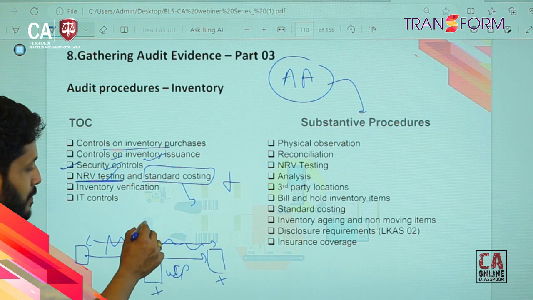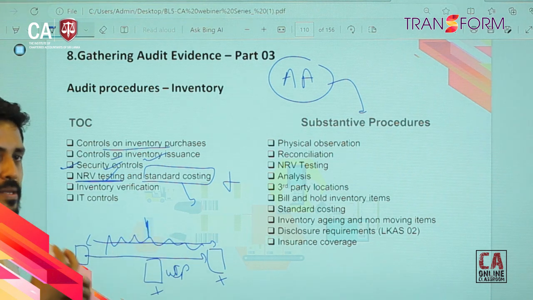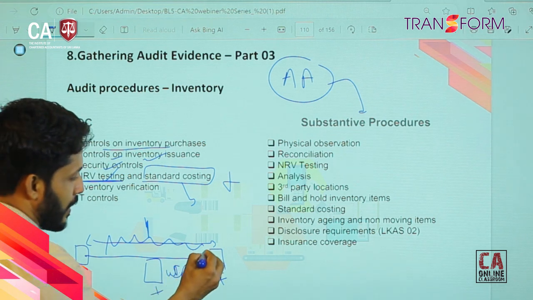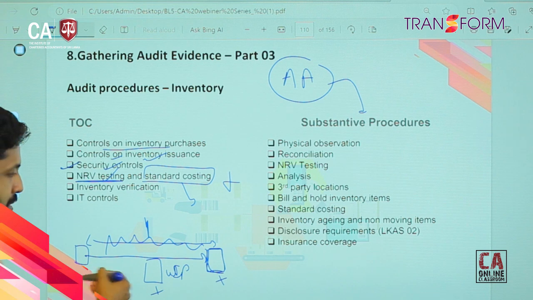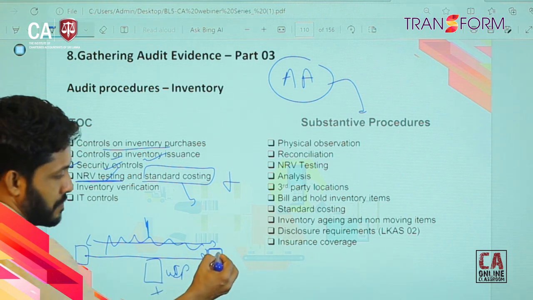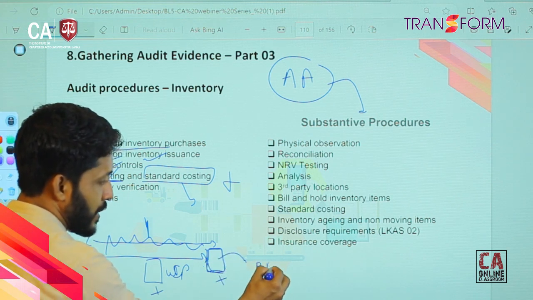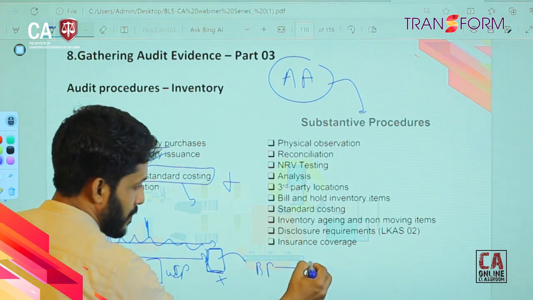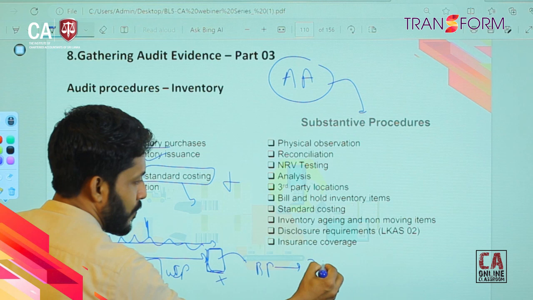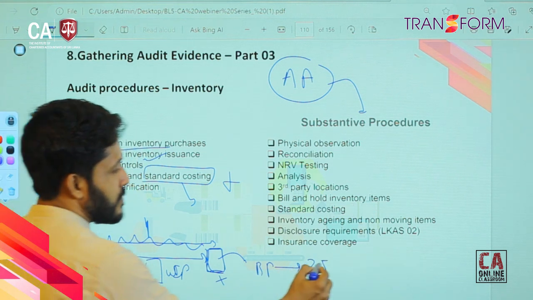Per one item, how much of material, what is the price? So then let's say this is a biscuit manufacturing company. Here we have a biscuit packet. Biscuit packet will include, let's say, 25 biscuits. For 25 biscuits, what is the cost?